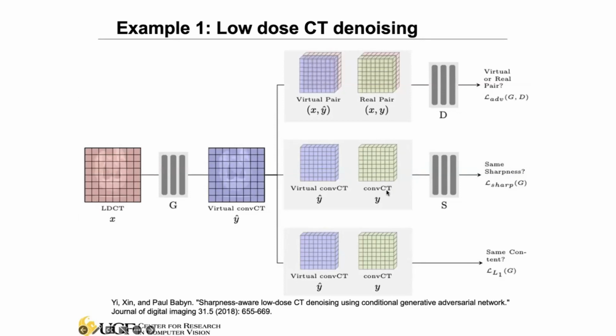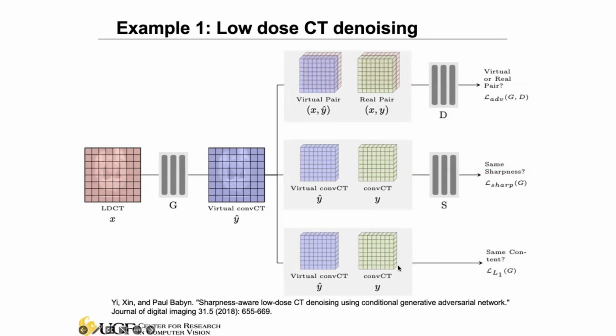The original conventional CT and this virtual conventional CT, and they use some edge detector to detect the edges, and they want to measure how sharp the generated CT is as compared to the ground truth, right? The reason they care about the sharpness is because for the CT or for some of the diagnosis, some of the edges or contours are very important. So they want to make sure that the generated CT is going to preserve some of the sharpness as compared to the original conventional CT.